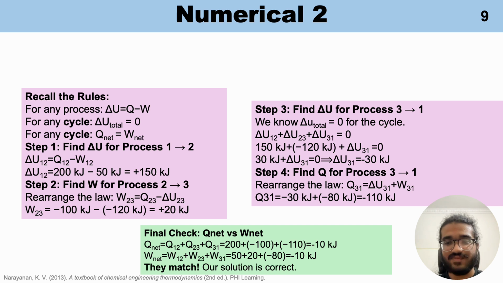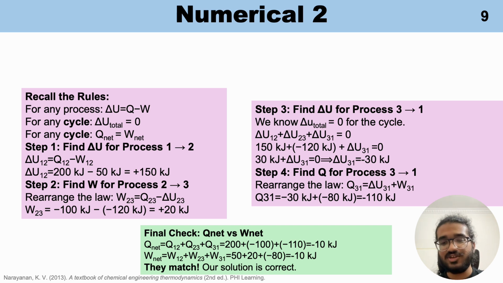For second process 2 to 3, we can arrange the law to find work. That is minus 100 minus 120, which gives us plus 20 kilojoules. For the third, to find change in internal energy for the last step, we need to use the cycle rule. So since the total change in internal energy is 0, we need to add minus 120 to 150. So our total change in internal energy must be 0. This means the change in internal energy for process 3 to 1 is minus 30 kilojoules.